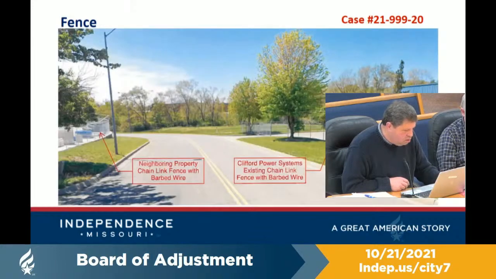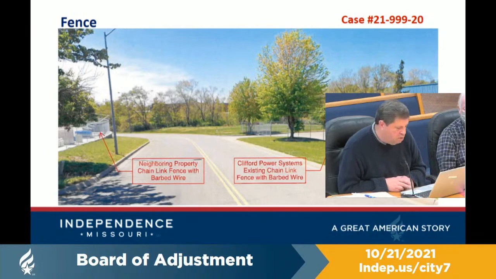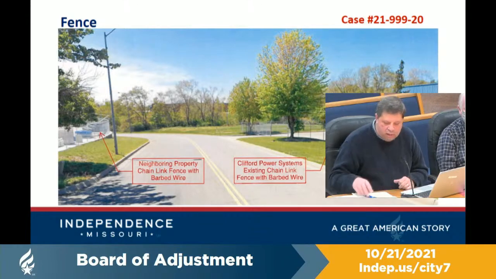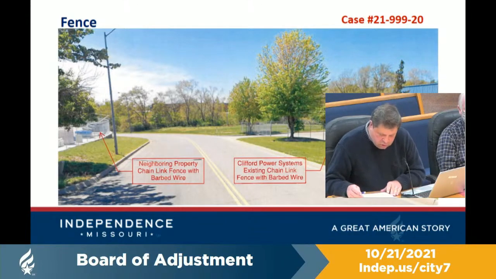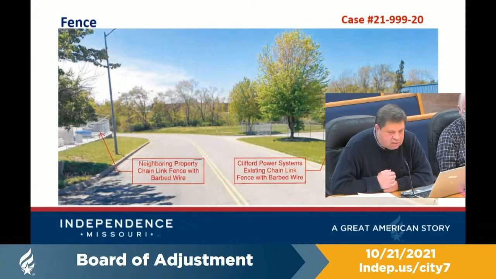So this is the existing situation. You can see the existing fence. They're basically wanting to expand the current pattern and similar fencing that they already have and that the neighbor has as well across the road. So what we're looking at is, I have listed here six variances.